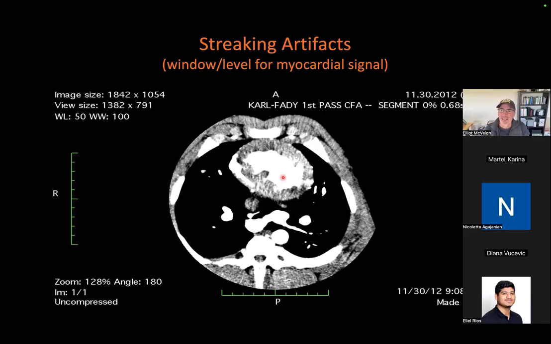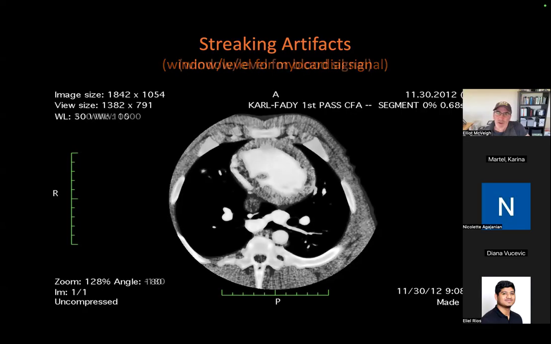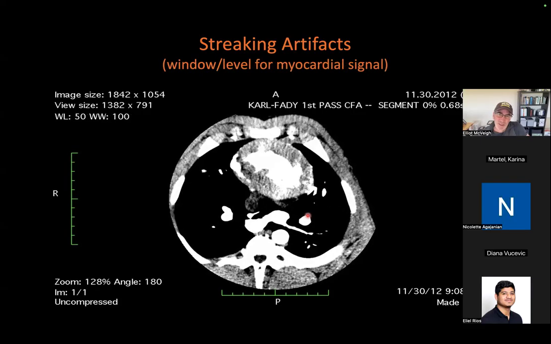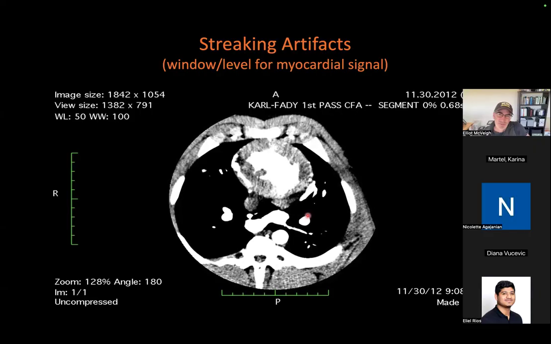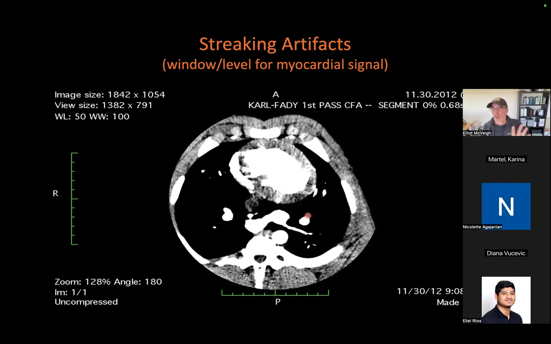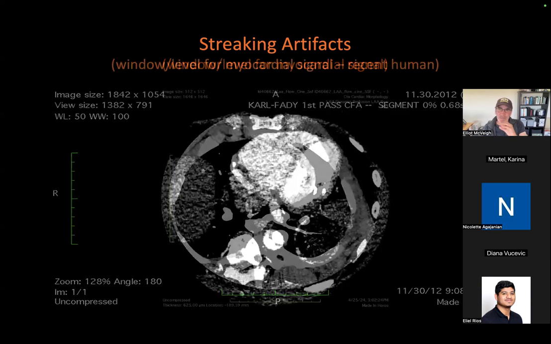right? Again, that image artifact, when you go back and look at it in a normal window and level situation, doesn't look so bad, right? And we can use this image for many things, but using it for measuring myocardial signal might not be recommended here. So this can happen in human data.